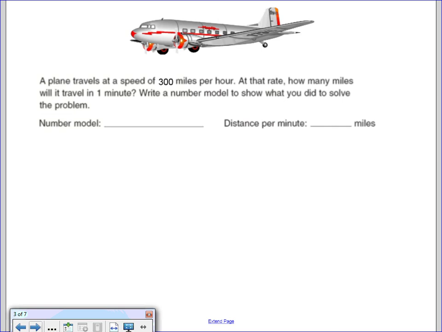Well, we're starting off with 300 miles, right? We want to break it down into how many in 1 minute. Let's figure out how many minutes are in an hour. 60. So we're going to divide it by 60. 300 divided by 60 equals 5. Our number model will be 300 divided by 60, which equals 5. That will tell us how many miles it's traveling each minute. Okay?